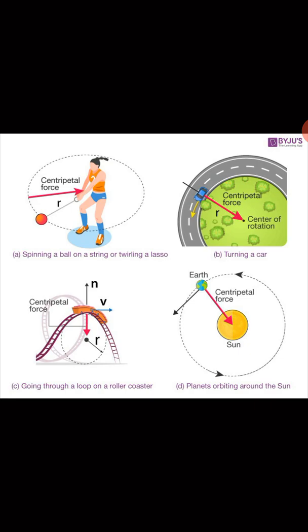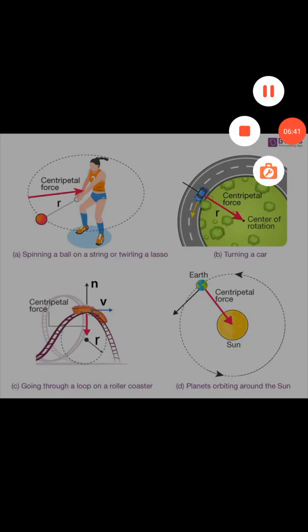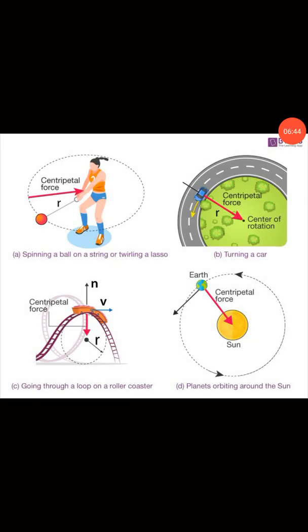Now let's see what is centripetal force. If an object is moving in a circular path, then there is a force which keeps the object in that circular path, and that force is called centripetal force. So the force that keeps the object moving in a circular path is centripetal force. Let us see a few examples now.